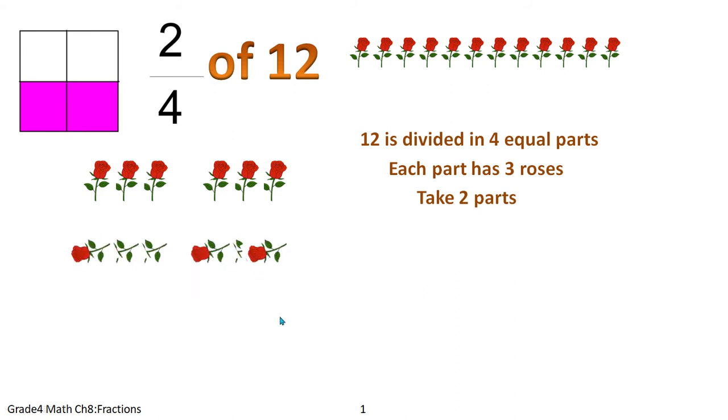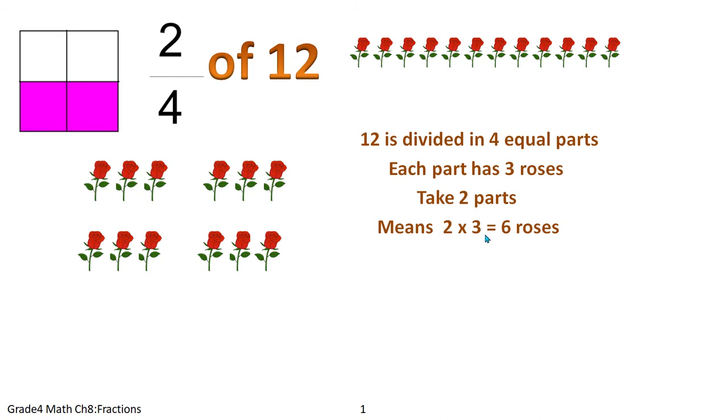So I am taking these 2 parts. So how many roses will I take? I will take 2 multiplied by 3, since each part has 3 roses. 2 multiplied by 3, that is 6 roses I will take. Are you getting it? Imagine this as a square with 1 vertical line and a horizontal line. These make 4 parts and these are the 2 colored parts. So that is 2/4 of 12. So 2/4 of 12 will be 6.